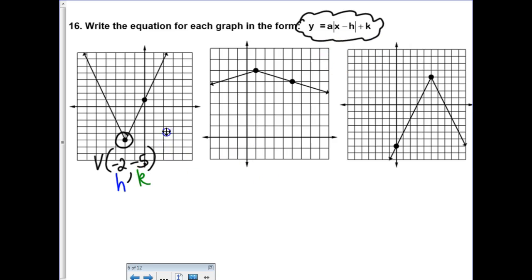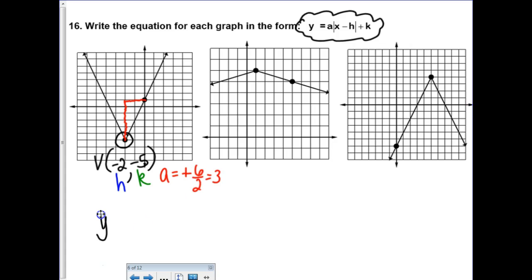The last thing you have to figure out is the slope of your branch. Clearly it's a positive slope because it's opening upwards. So if you count rise over run from one point to the next point that I gave you, it's going up 6 units over 2 units. So that's going to reduce to a 3.